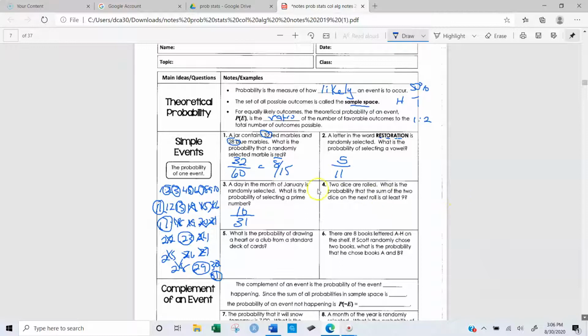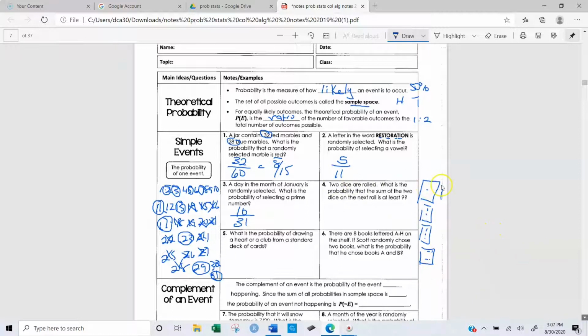All right, you should have a picture of 2 dice. It's on the back of your packet. What is the probability the sum of the 2 dice on the next roll is at least 9? So that means my dice. So if you looked at your dice thing, you have all your dice in a row, right? You have your pictures here. And you have 1, and then you have 1 and 2, and you have 1 and 3, and then you have 1 and 4, and you have all your pictures that you're looking at.